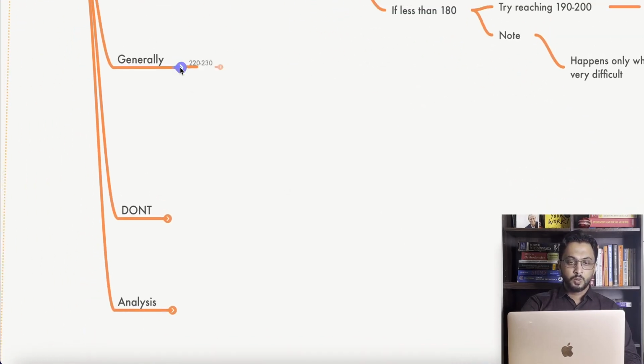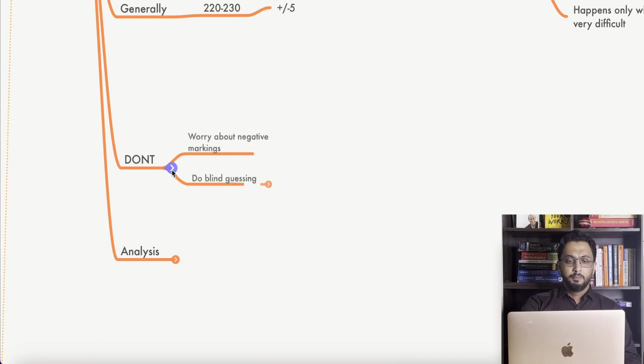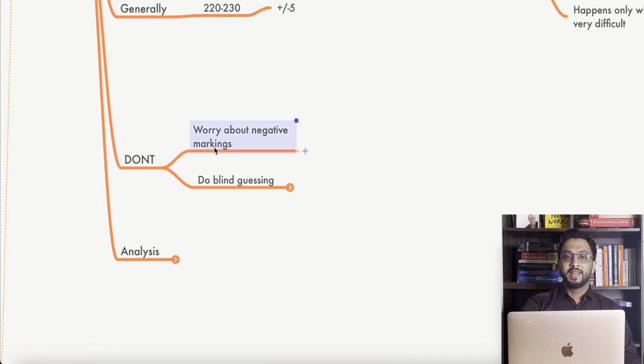Now generally, say 220 to 230. It can be plus or minus 5, usually plus 5, which is 215 to 235, but at 215 and below, you're risking yourself. Now, please don't worry about negative markings. Don't worry about negative markings. I'll give you the analytics below this analysis.